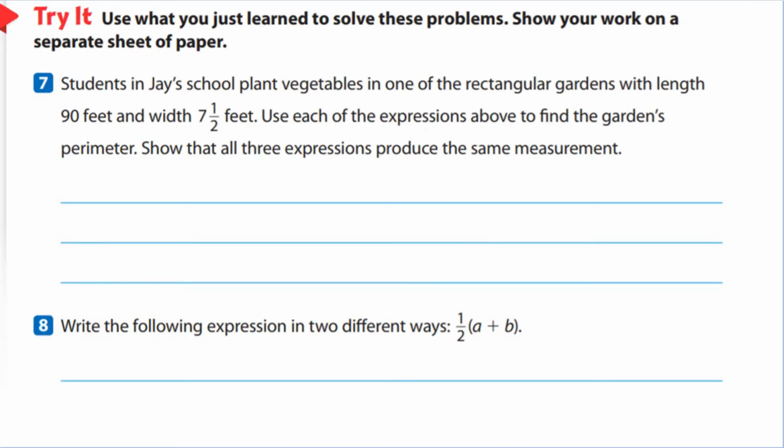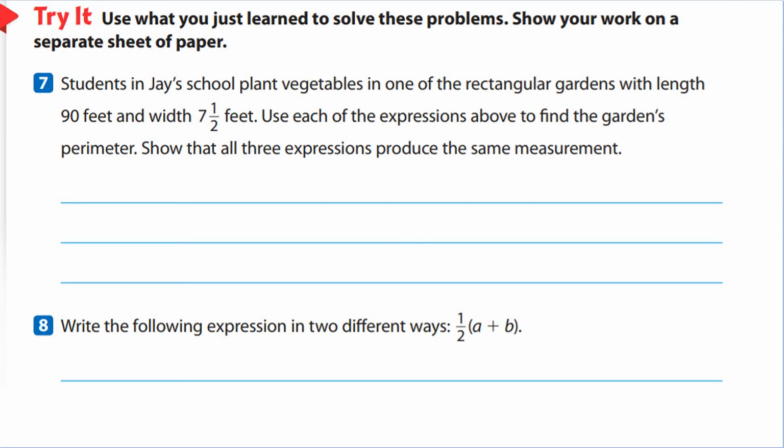Now let's try it. Use what you just learned to solve these problems. Show your work on a separate sheet of paper and then attach it to this, or you can do it on this. Question 7. Students in Jay's school plant vegetables in one of the rectangular gardens with length of 90 feet and width 7.5 feet. Use each of the expressions above to find the garden's perimeter. Show that all 3 expressions produce the same measurement.